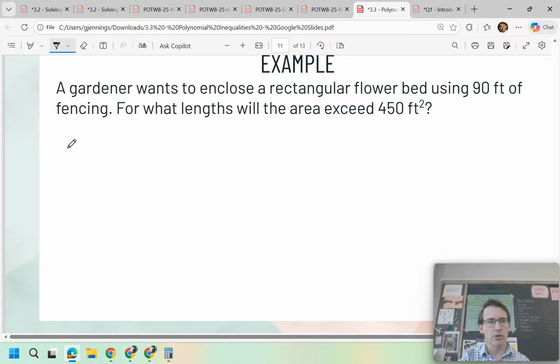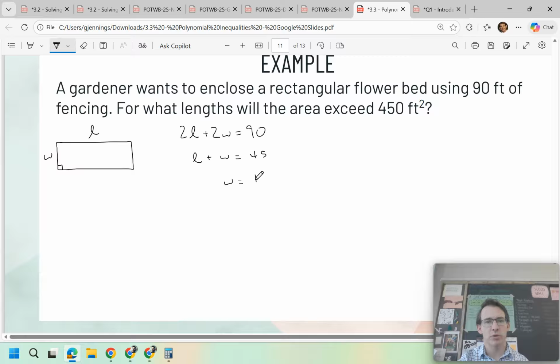All right, so we are going to set up our rectangular bed. Start with a diagram. It has a length and a width. And we know that 2L plus 2W equals 90. Don't skip this stuff. It's very useful. That tells us L plus W equals 45, and the width could be expressed as 45 minus the length. So then the area of this thing is just equal to length times width, but we have a new way of writing the width, so the area is equal to length multiplied by 45 minus the length.